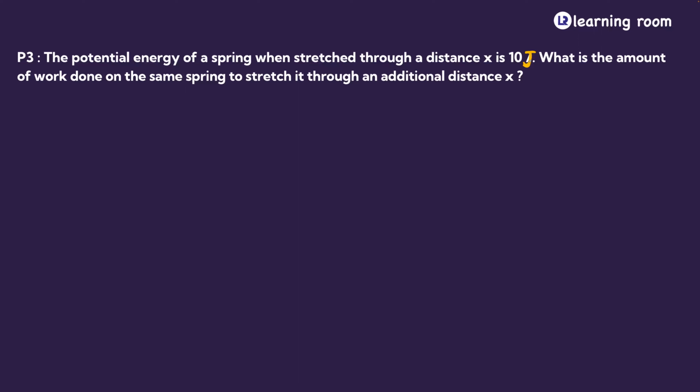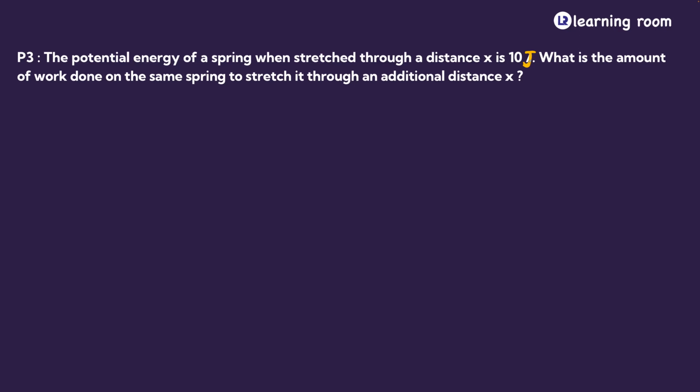Sir, 30 joules. Correct. 40 is correct. Sir, you'll get 40 when you. Actually, yeah. What is the amount of work done on the same spring to stretch it through an additional distance of x? Minus the 10. So you're doing 10 minus, okay.